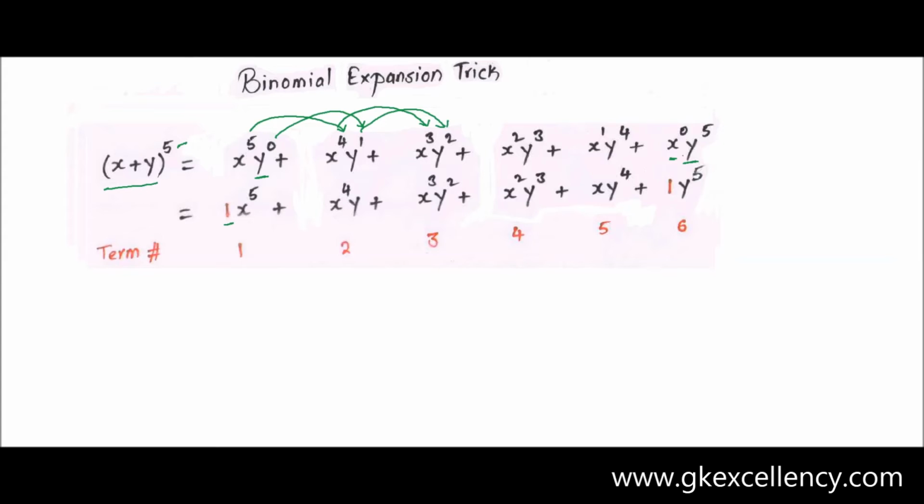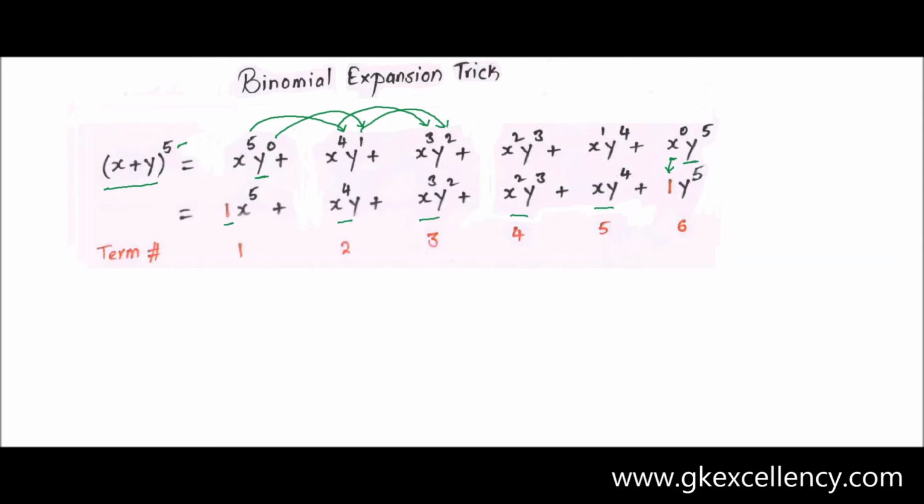And finally, x raised to 0. Any number raised to 0 is 1, so I can write 1 here. As you can see, the coefficient of the first term is 1, and the coefficient of the last term is 1, which is already allocated. Now it's a matter of assigning the coefficients for the middle terms: the second term, third term, fourth term, and fifth term.